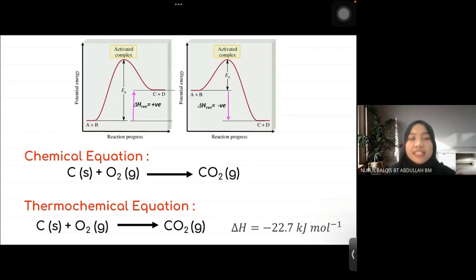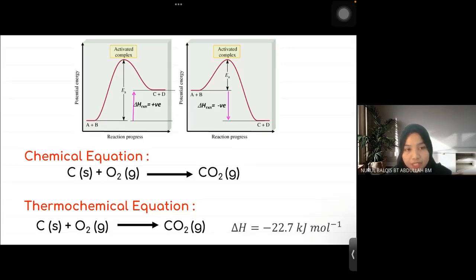Boleh beza antara chemical equations dan thermochemical equations? Boleh. Okay. So any chemical equations formed in this chapter, you are going to use these thermochemical equations only. Dah tak ada dah chemical equations sahaja. Mesti followed by thermochemical equations. Okay. So you look here.